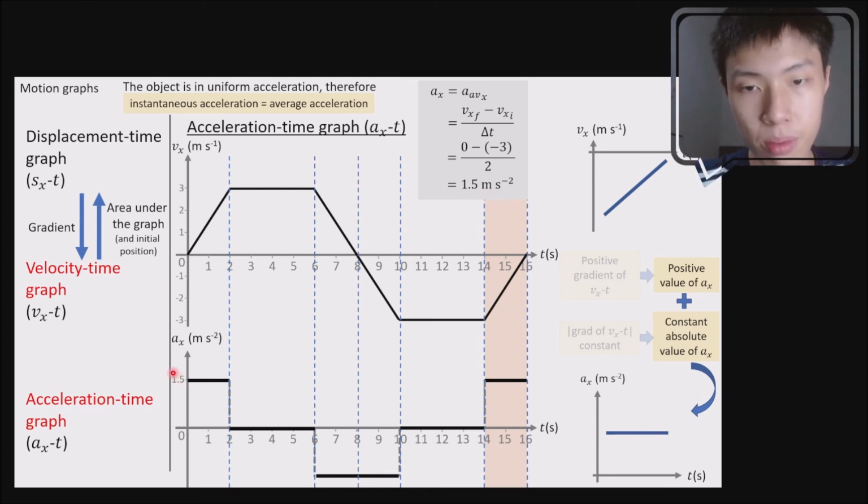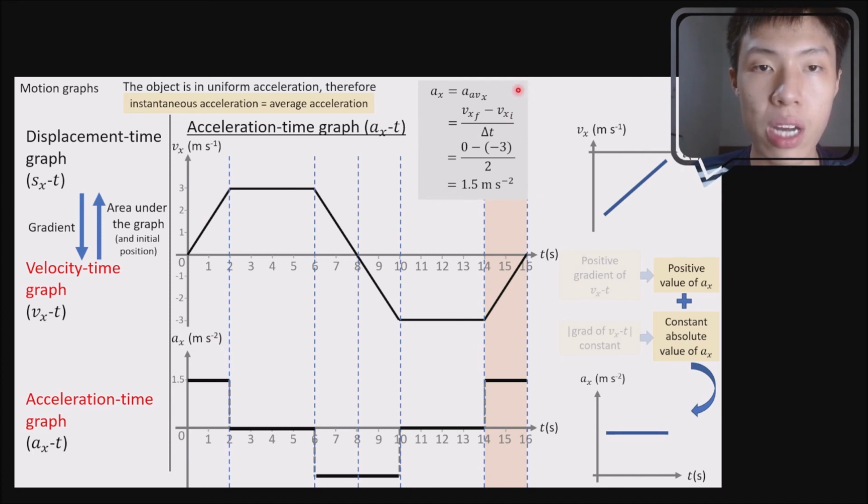Okay, so I have progressed section by section, showing you how to determine the shape of the acceleration time graph by looking at the gradient of the velocity time graph. And I've also demonstrated how to calculate the value of acceleration to be inserted on the y-axis over here.